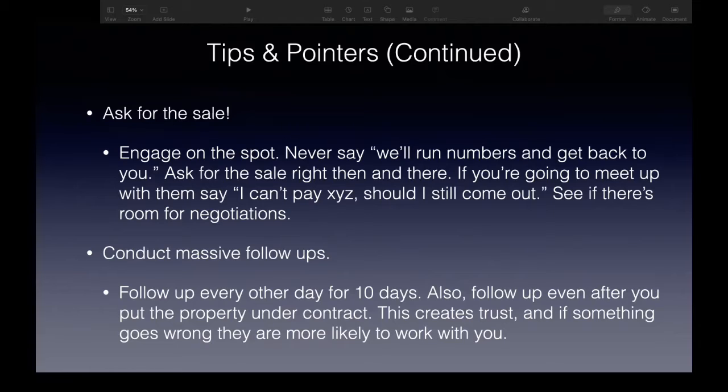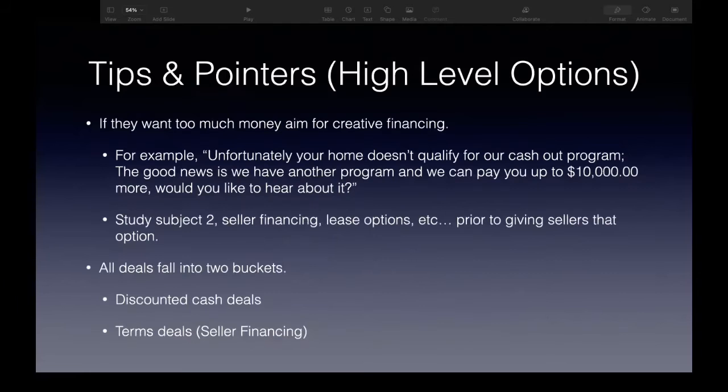Because what winds up happening is if you're not doing the follow-ups after it's under contract, they're less likely to work with you when things go wrong. And I'm speaking from experience. You don't want to deal with this because it's very frustrating.